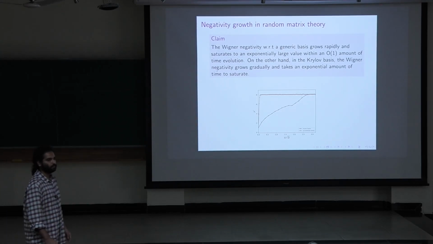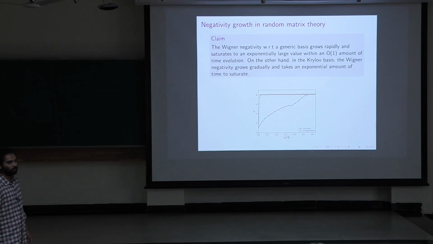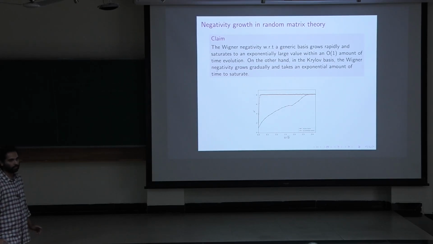So this plot would suggest that if I choose the Krylov basis to look at it, its time evolution is still seen as classical. Correct. It looks semi-classical for a long time. That's right. Whereas in a generic basis, it almost instantaneously becomes non-classical, seemingly.